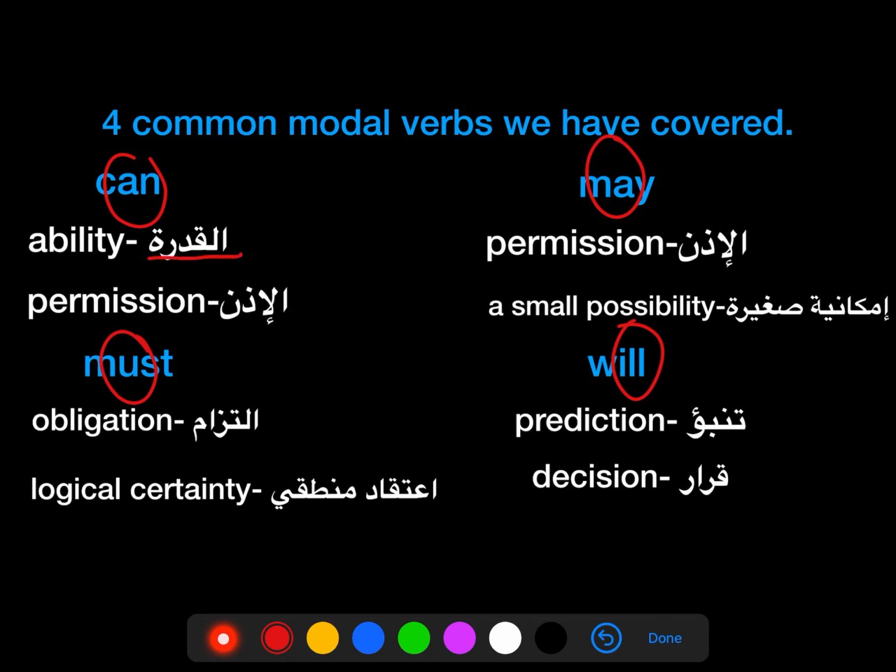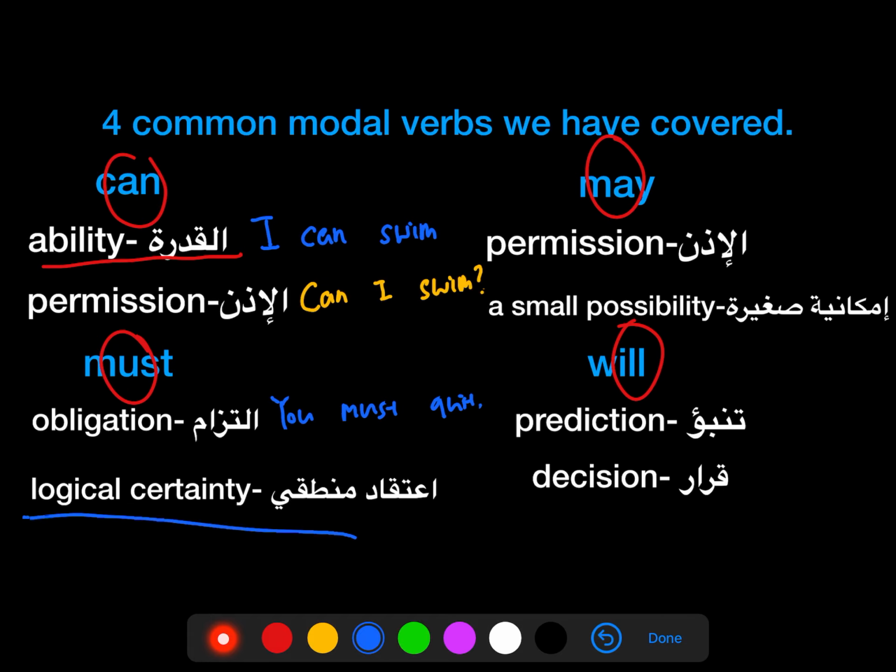When it comes to can, we have ability. So I can do it. I can swim. So I will write it for you. I can swim. Then permission: Can I swim? What about the obligation? You must. You must quit.